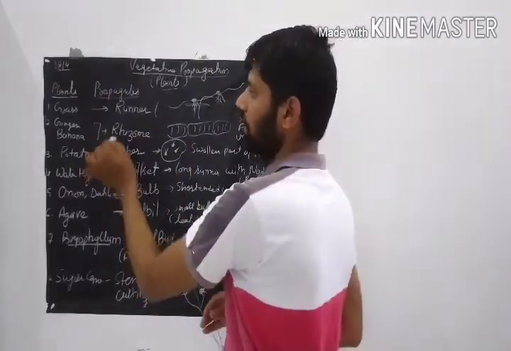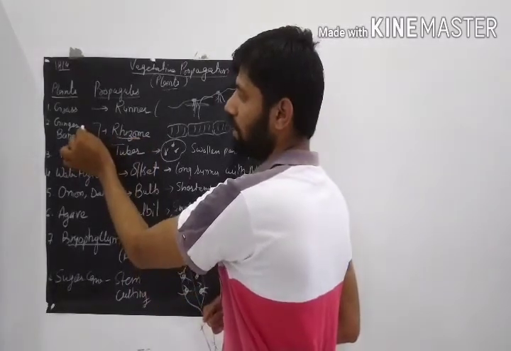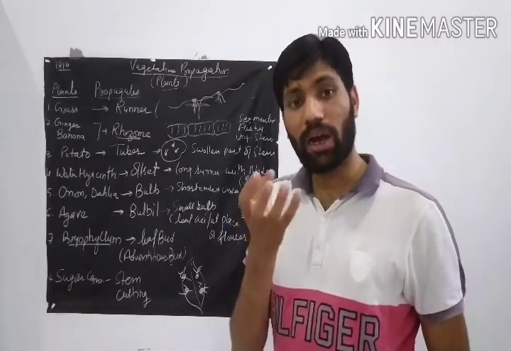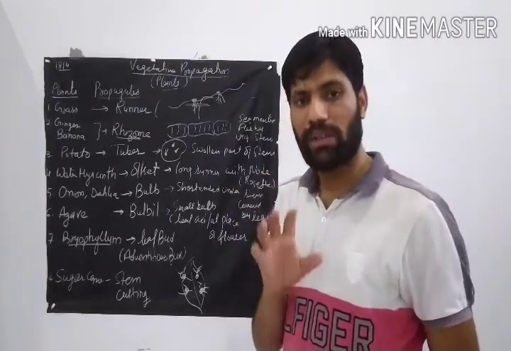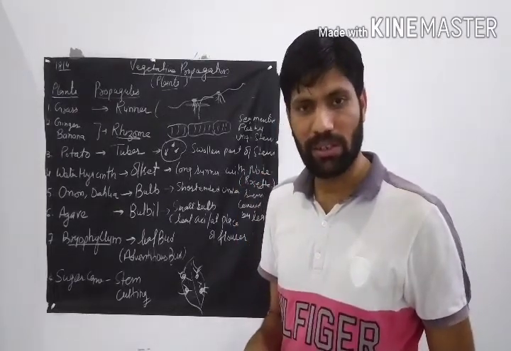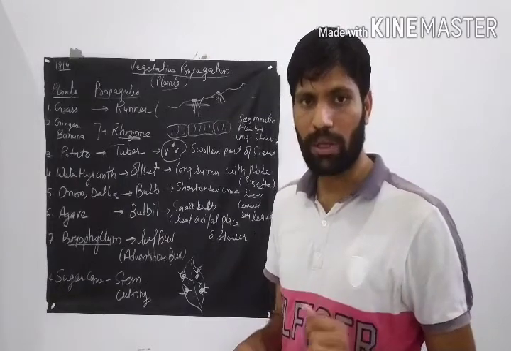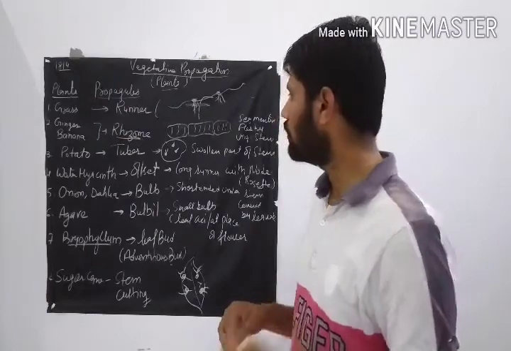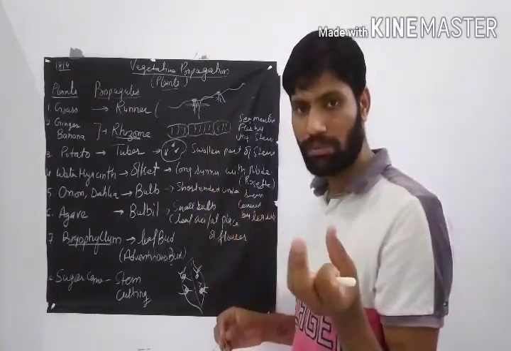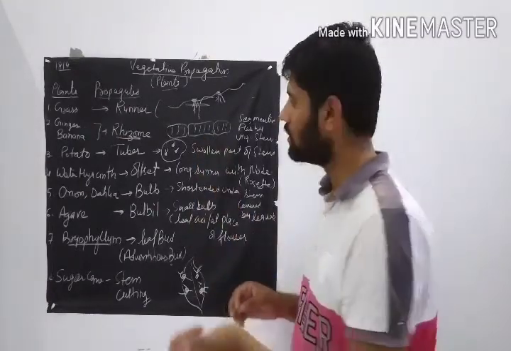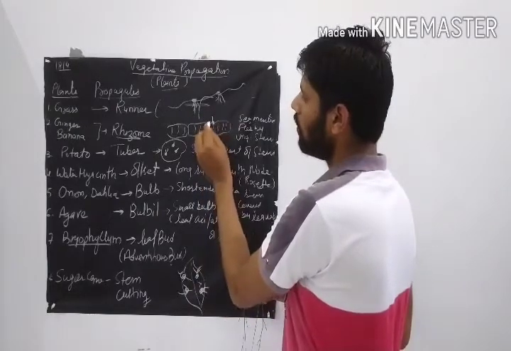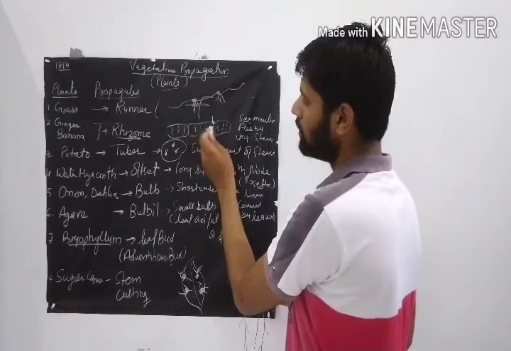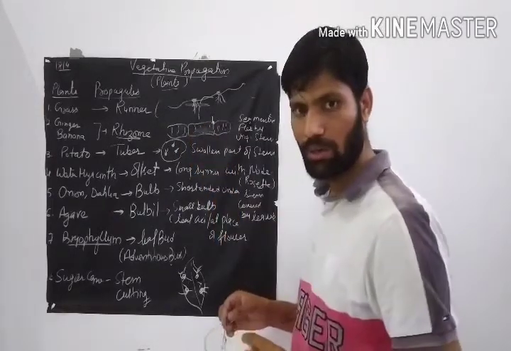Second is rhizome. Examples are ginger and banana. Rhizome is a modified underground stem, and this structure is segmented. It is an underground stem and helps in storage of food. You must have seen the structure of ginger. There is the node, and in between the two nodes there is an internode.